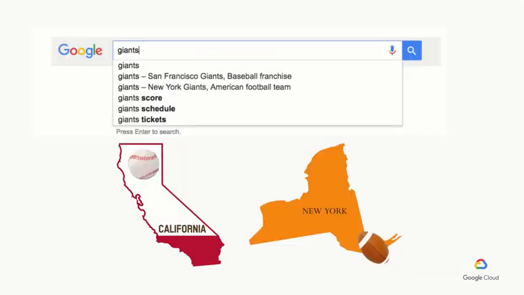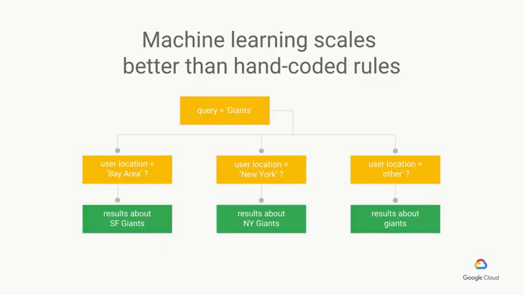What does he mean? Consider search. This is, of course, our flagship application here at Google. If you type in Giants, should we show you the San Francisco Giants or the New York Giants? How would you do it? A few years ago, this is how Google search worked. There were a bunch of rules that were part of the search engine code base to decide which sports team to show a user. If the query is Giants and the user is in the Bay Area, show them results about San Francisco Giants. If the user is in the New York area, show them results about New York Giants. If they're anywhere else, show them results about tall people.